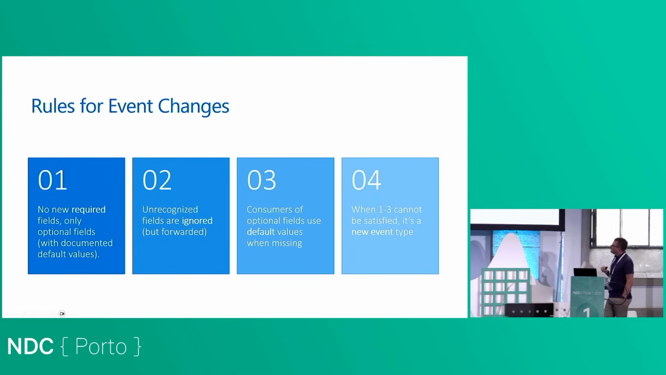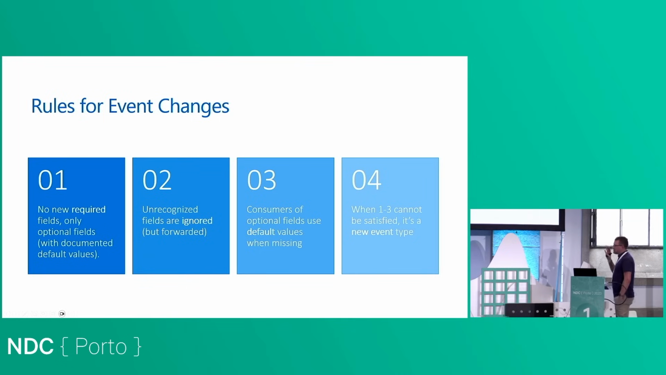Rule number 3: consumers of optional fields use the default values when they're missing. So if you get a data field on an event that you weren't written to know what it means, you're going to pass it on, but you're also going to use the default values, which should be published in the event. And then the last one: if you cannot satisfy all 3 of those rules, you need to do a new event that maybe has a new required field.